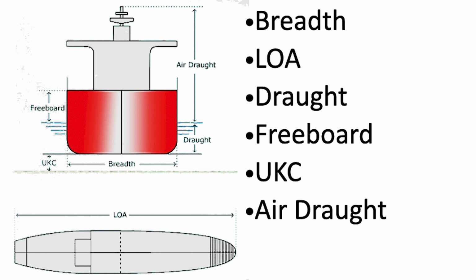Some important terms regarding a ship's measurements are breadth, which is the greatest width of the vessel, usually measured in the center or amidships. LOA, or length overall, the total length of the ship from the bow to the stern. Draft, the depth of the ship in water, or the vertical distance from the bottom of a floating ship to the waterline. Freeboard, the height to the main deck of the ship from the waterline. UKC, under keel clearance, this is the vertical distance between the seabed and the bottom of the ship. Air draft, which is the vertical distance of the highest point on the ship from the waterline.